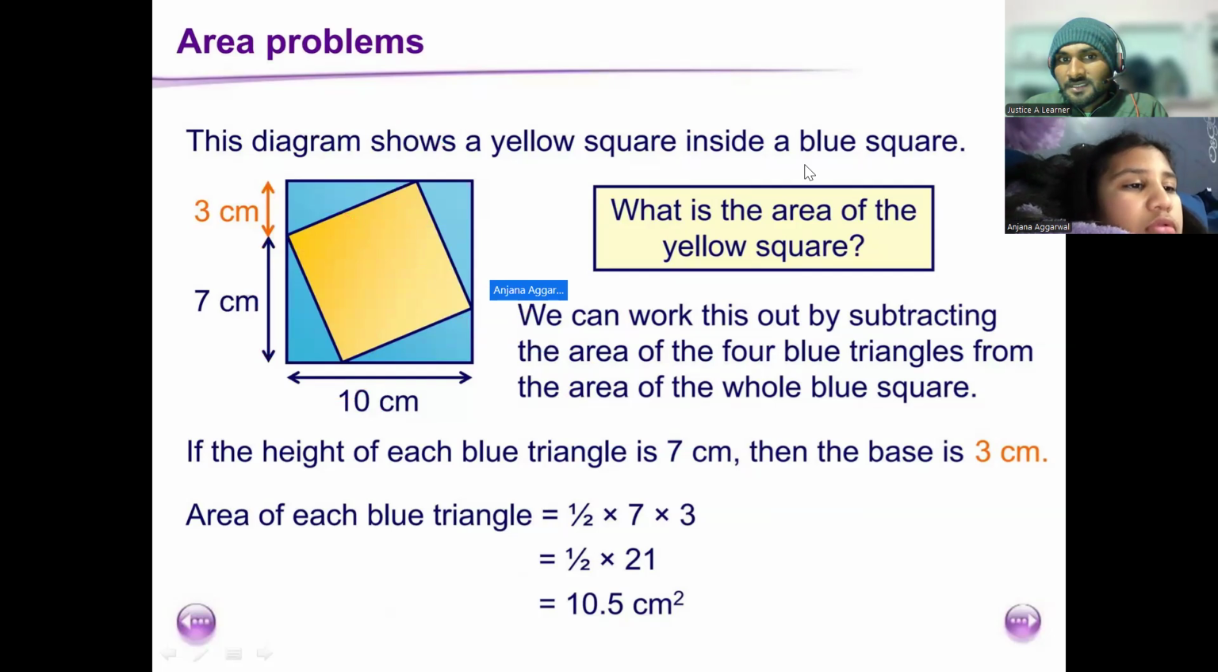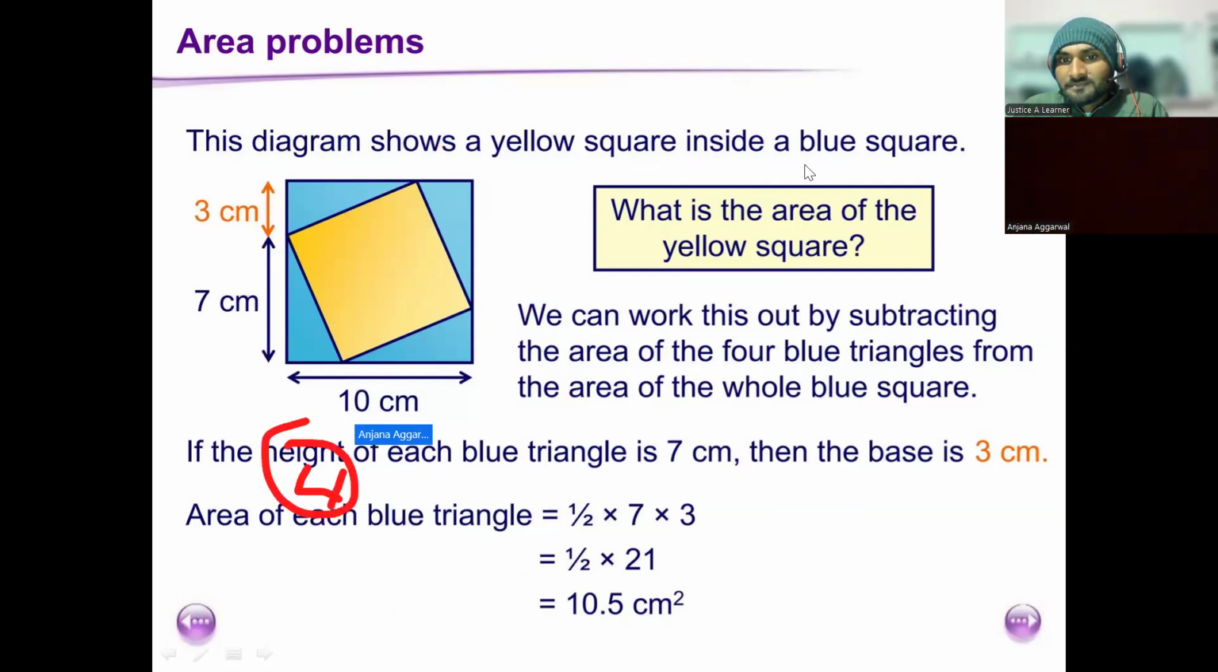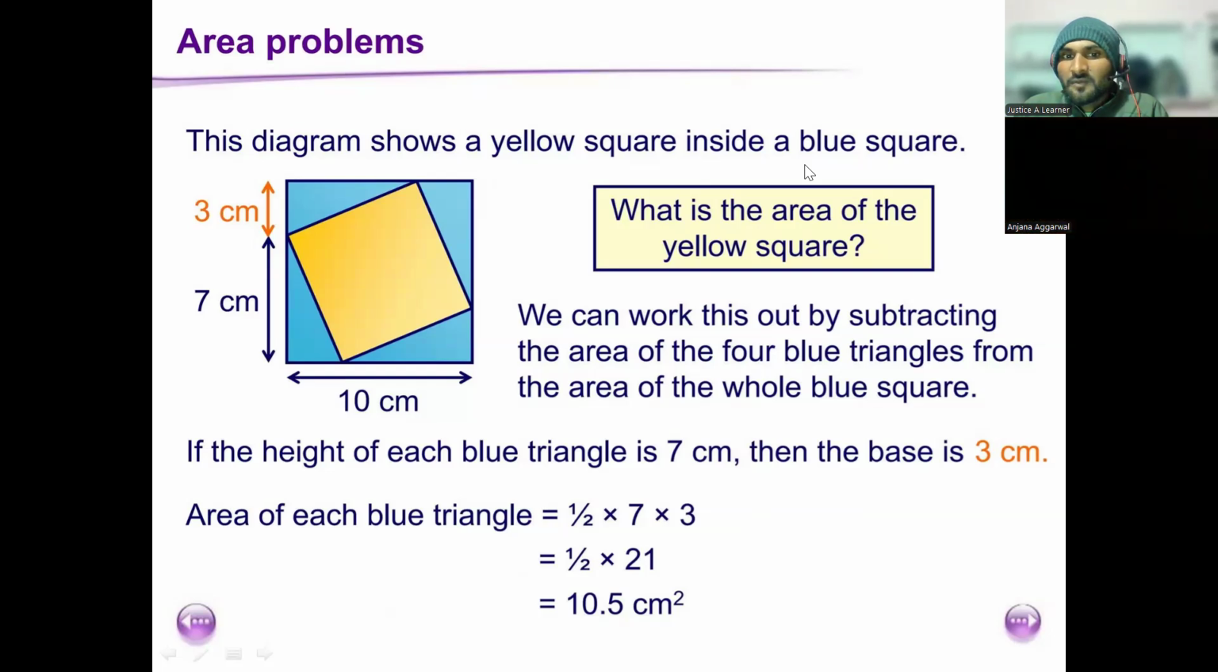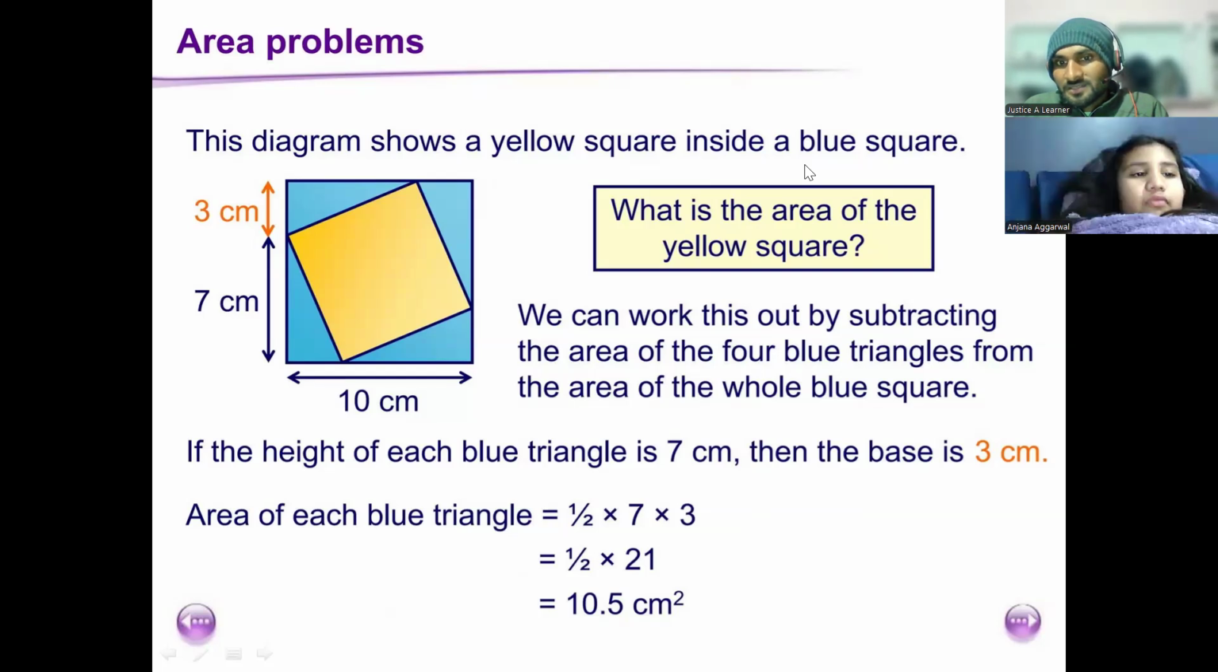Yes. It is said, if the height of each blue triangle is 7 centimeters, then the base is 3 centimeters, right? Great. So that's how we can observe it. So the area of each blue triangle would be what? 21. Right. So this is the first step.